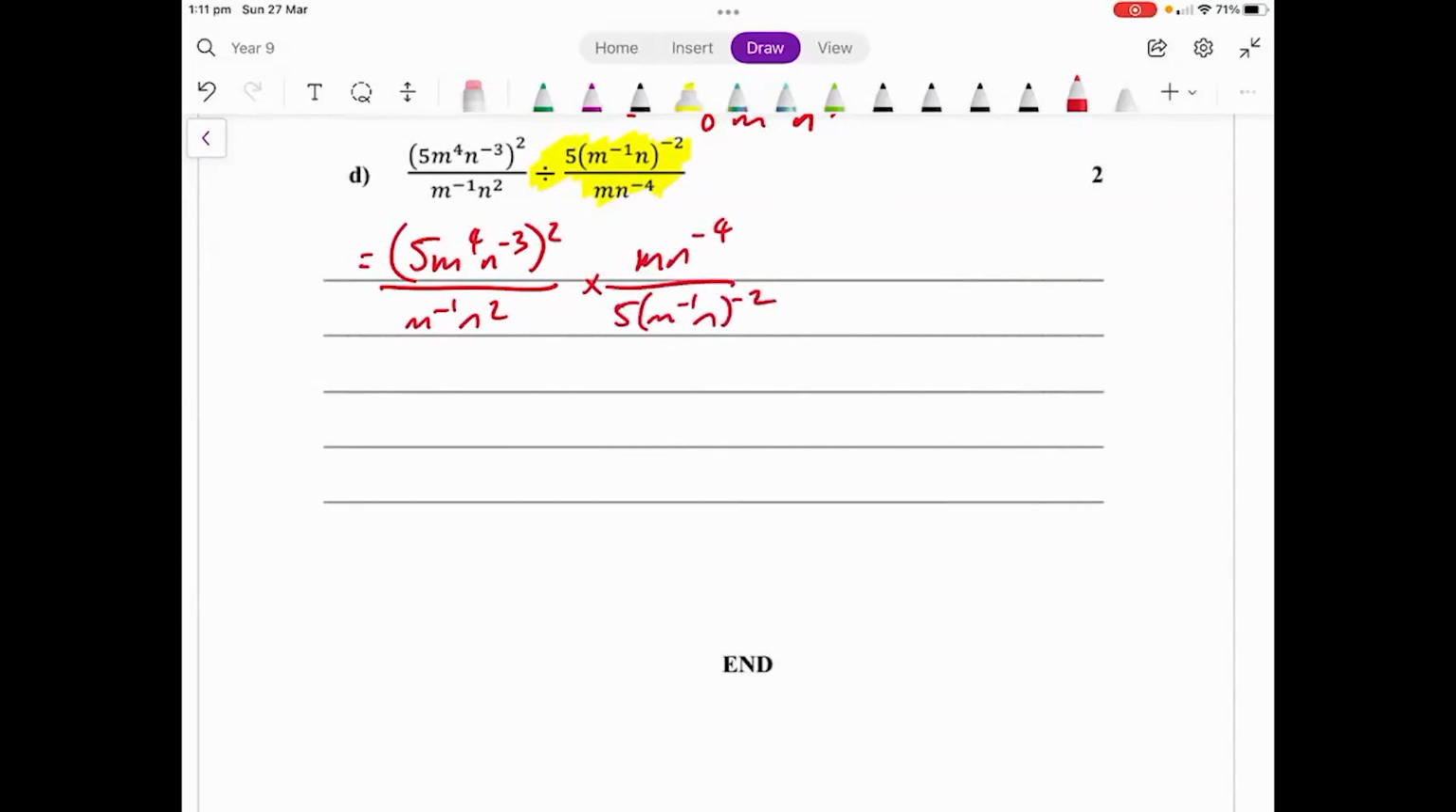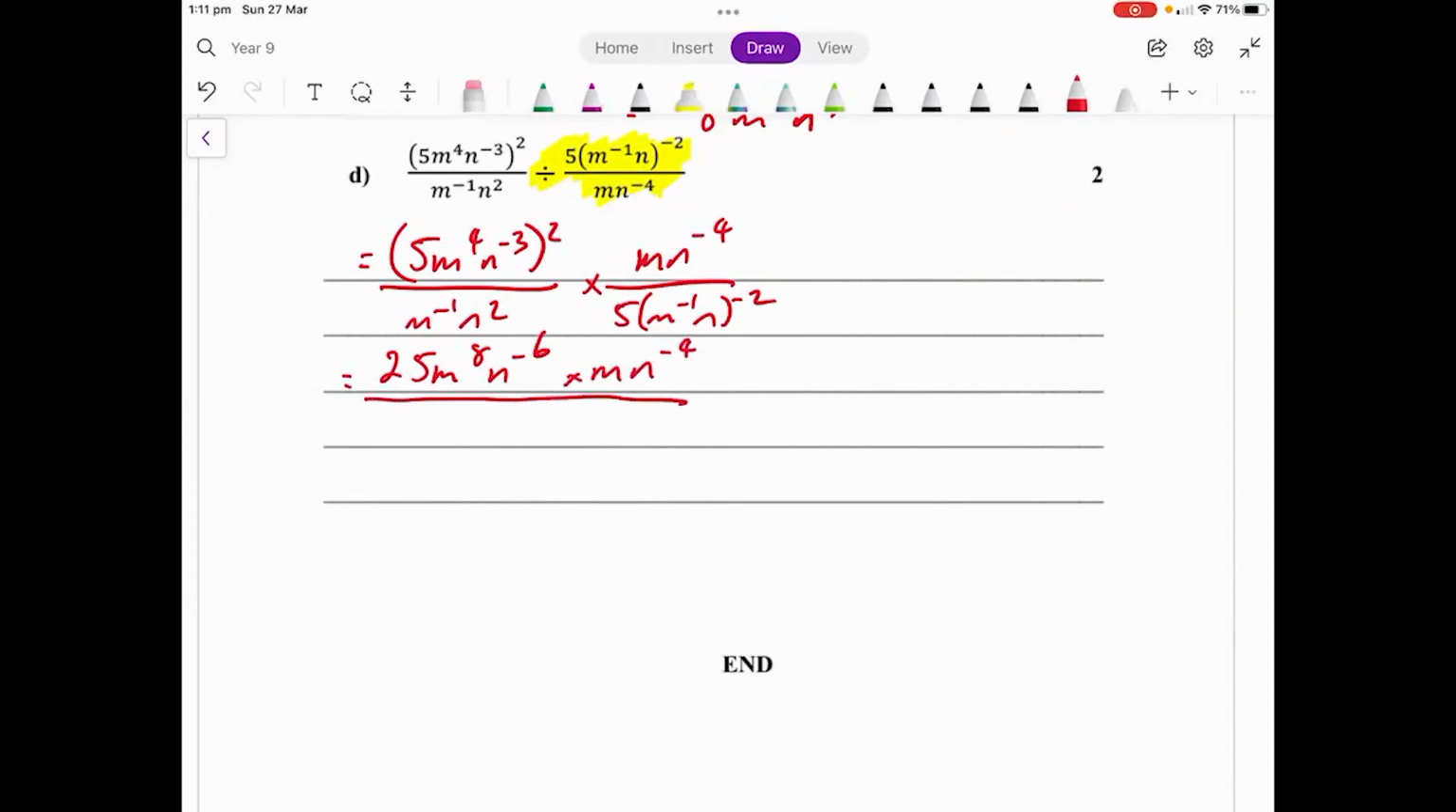On the denominator, I'm only expanding the brackets on the bottom right. 5 is outside the bracket, so I leave that alone. I do minus 1 times minus 2. That gets me m squared. I do 1 times minus 2. That gets me n to the power of negative 2.